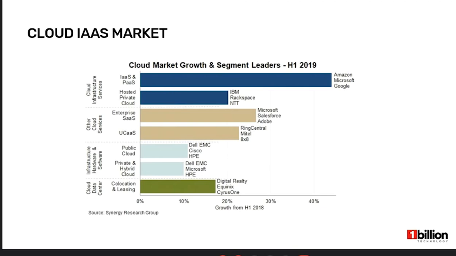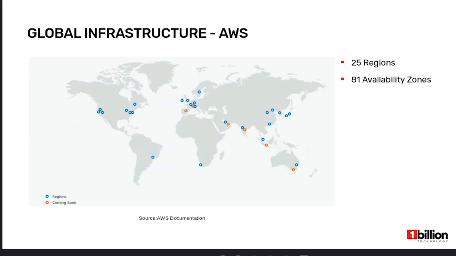But today's topic is not about SaaS. It's about IaaS and PaaS, in terms of vendor-driven cloud. Its leaders are Amazon, Microsoft, and Google. When it comes to infrastructure, these are the latest figures. In AWS, you find 25 regions and 81 availability zones, but this can change even next week. So this is the latest from the site.